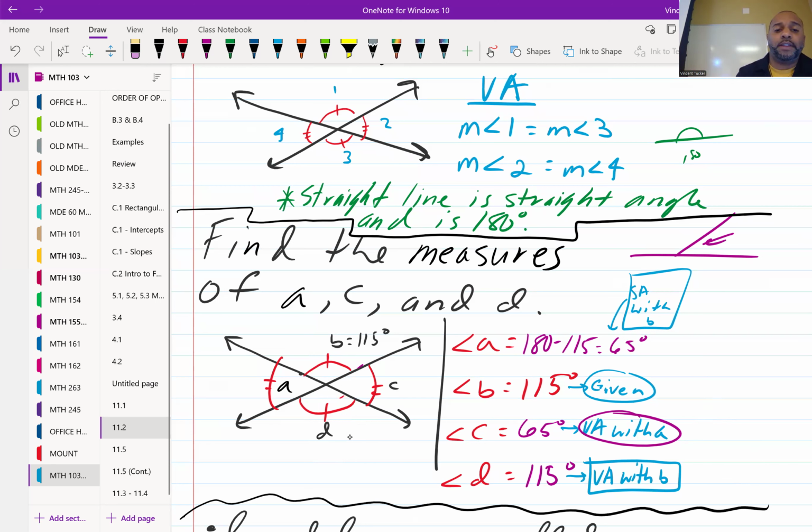I decided to find A, and we can find that because A and B create this straight angle. That means that A and B, when you add them together, give you 180. So if we subtract B from 180, then we will get A. That's what I did right here. 180 minus 115 gives me 65, and that is A. And then to finish it off, we know A and C are vertical angles because they're opposite each other, so A is equal to C, which is 65.